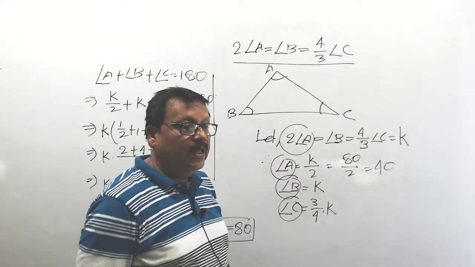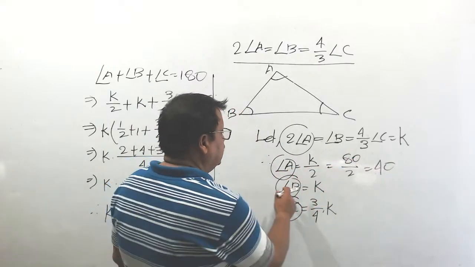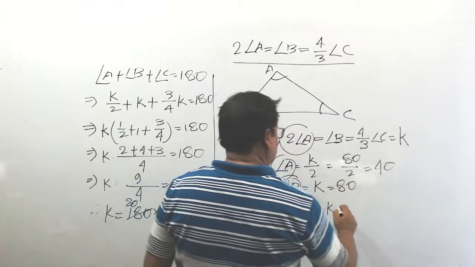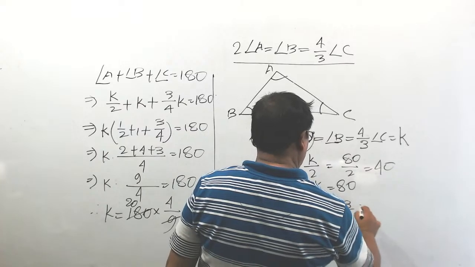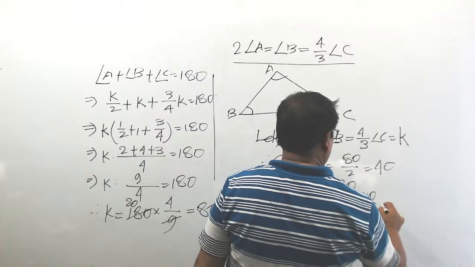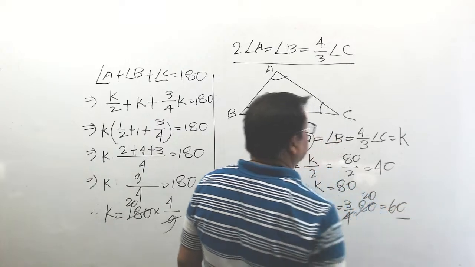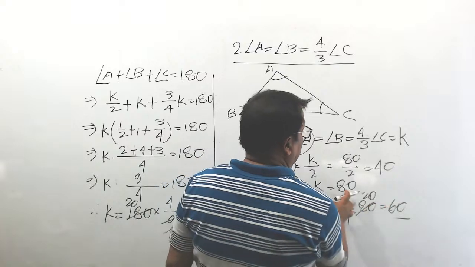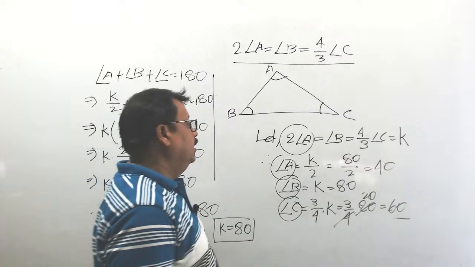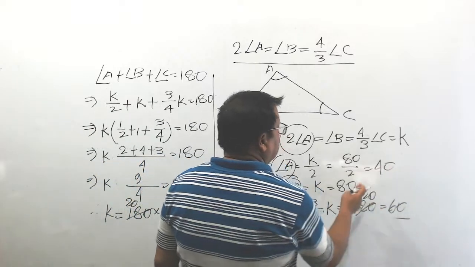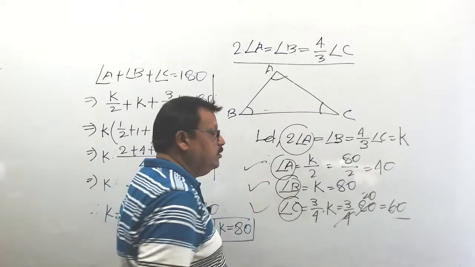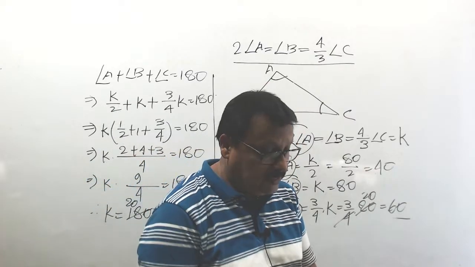You got it. Understood? What is B? Direct 80. What is C? That is 3 by 4 into 80. That is 60. Okay. 60, 80, 40. 60 plus 40 plus 80 is equal to 180. So these are the values of three angles. This we will do. Okay, what is the next one?